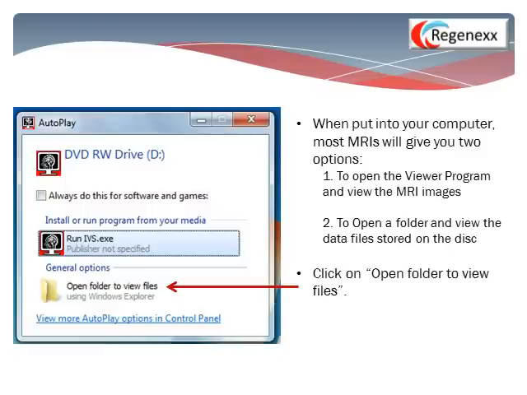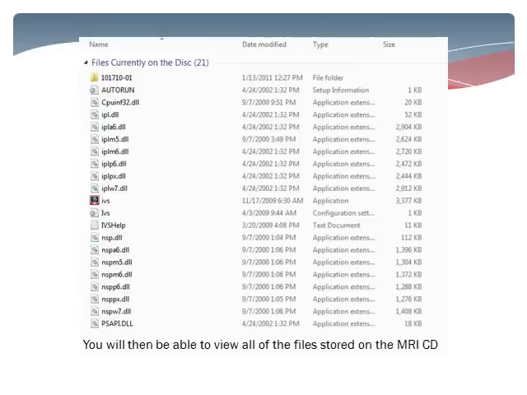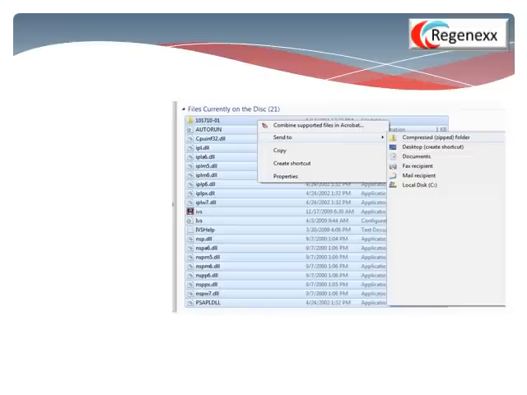If you put in the DVD or CD and it automatically runs, just close it down, hit the Start menu, My Computer, find the proper drive that the CD is in, right-click it and click on Open. Not Play, but Open. From there, you should see some type of list of files. On this particular CD, there were 21 files. You'll then be able to view all of those files stored on that MRI CD.